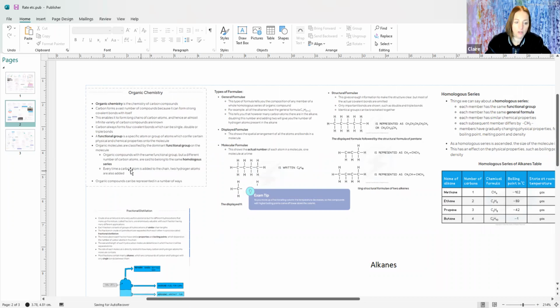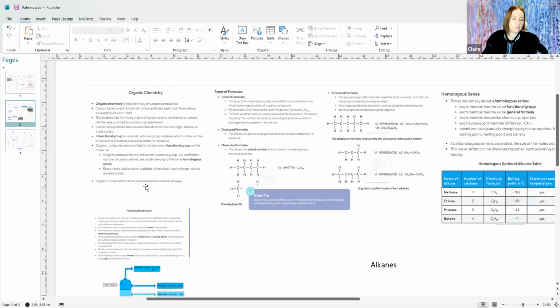Know the word homologous series. Homologous just means, like for alkanes, this is a homologous series. They've all got the same pattern, the same atoms in there, but they just change in number. So it's just a series of hydrocarbons, basically.